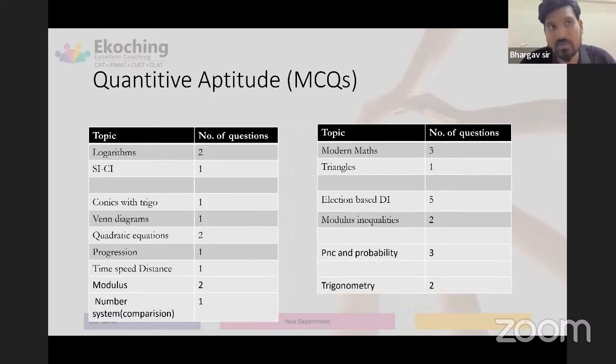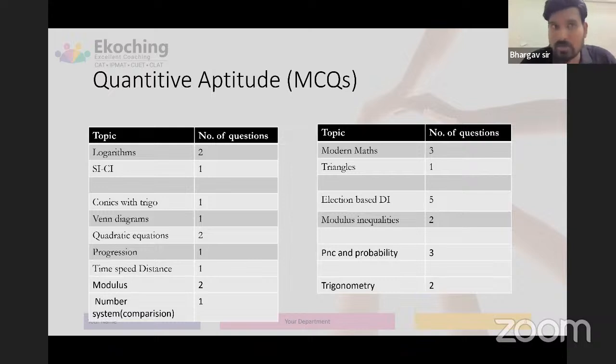One was connected with arithmetic progression, and there was one question straight from the logs. The questions were pretty traditional. If you have done all the standard types of questions from the specific chapters, you could have attempted this.